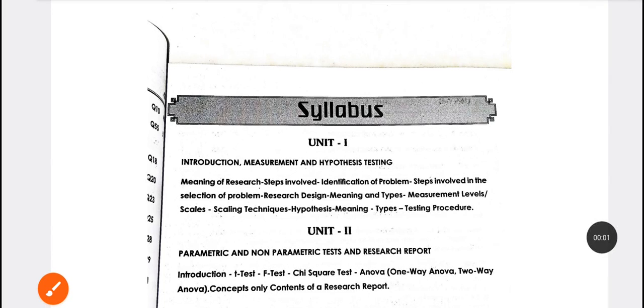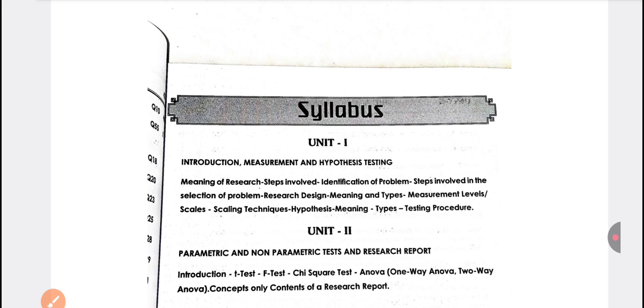In your syllabus, how many units are you having? You are having 2 units. Okay, so unit 1 and unit 2. In unit number 1 you will get a 5 marks question and a 15 marks long question, so total 20 marks weightage from unit number 1.